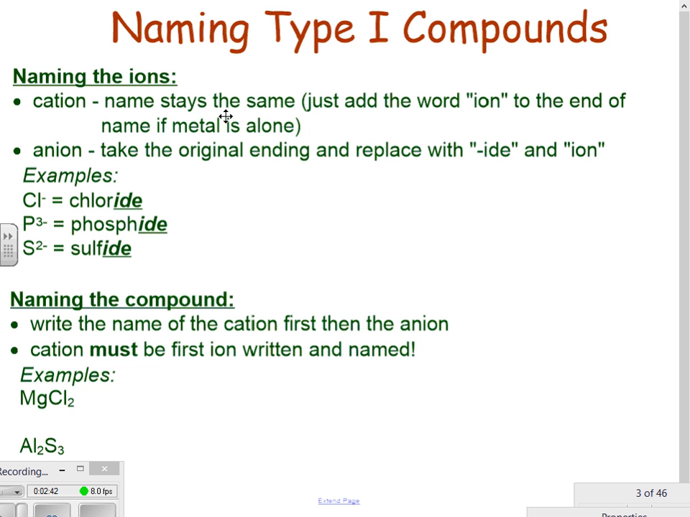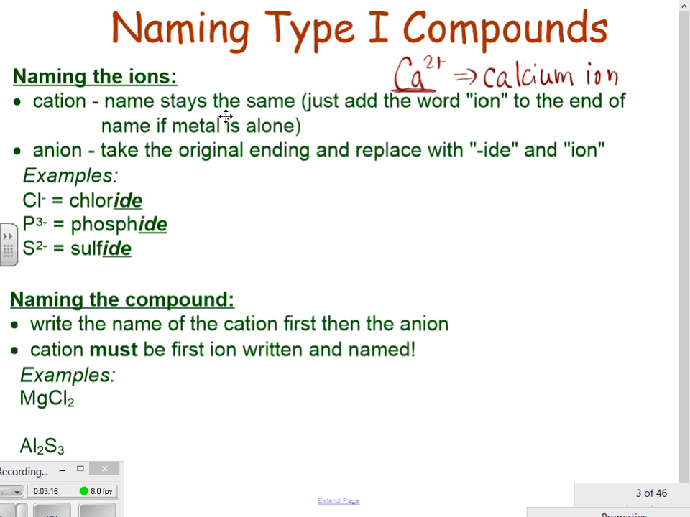So we're going to start with what are called type 1 compounds. Type 1 compounds are cations, the positive, the metal, that we know the charge of. So when we name an ion, the cation, the name is just the same. We just add the word ion. So for example, if we're talking about the calcium ion, Ca2+, you would call it calcium ion, only if it's by itself, even if it has the charge written.